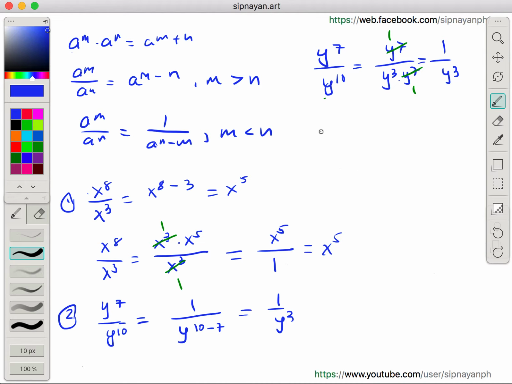Number 3, we have negative 16m to the 11th power divided by 24m to the 4th. So pag may numerical coefficient naman tayo, may numbers tayo, mas maganda na hiwalayin natin yung mga numbers. So negative 16 over 24 times m to the 11th over m to the 4th power.